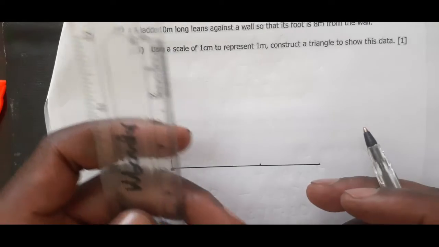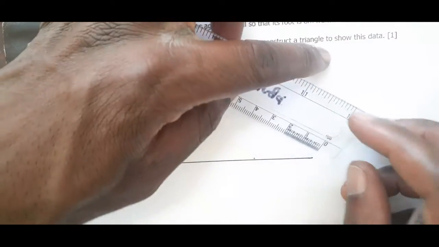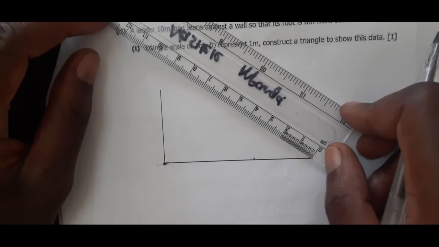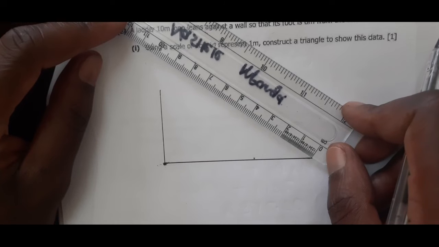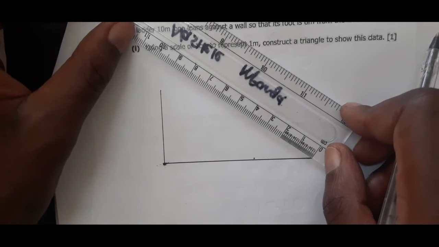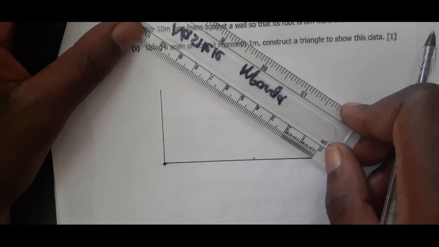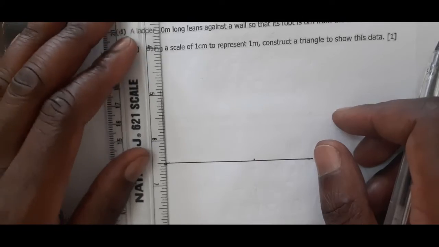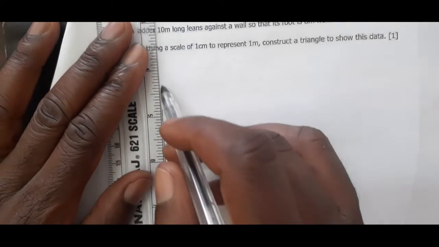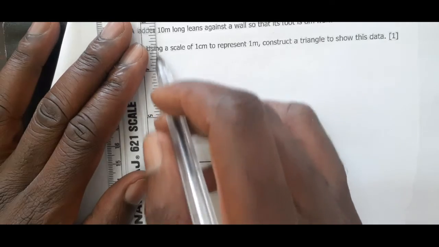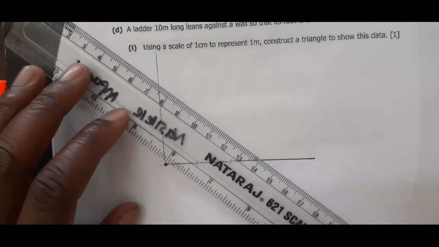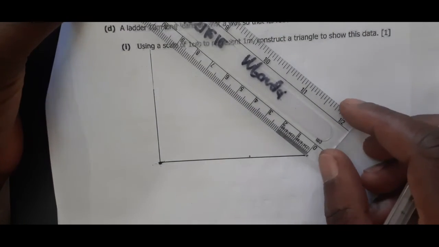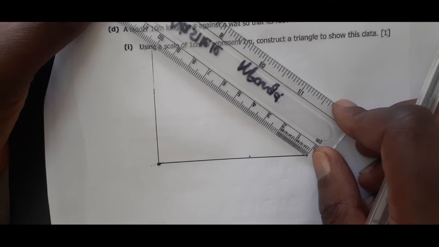So now we are saying this ladder is 10 meters. So from this point, it must go up to where we are going to have 10 what? 10 meters. Allow me to extend this one. So the measurement here is this ladder, which leans against the wall now.